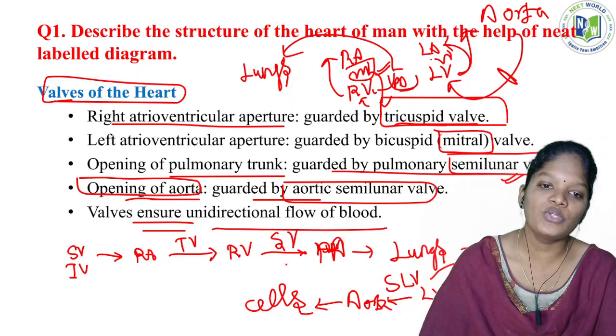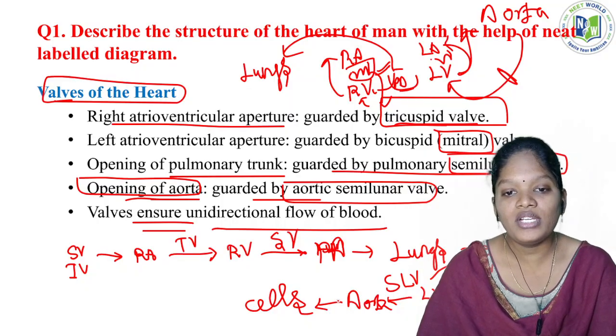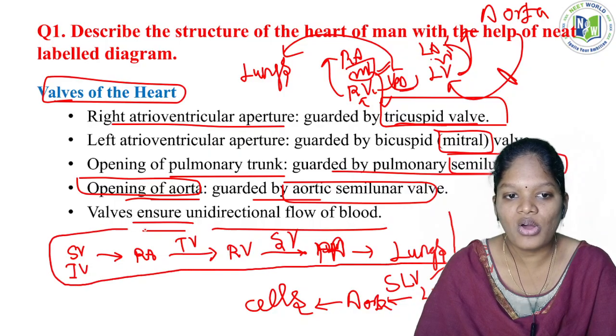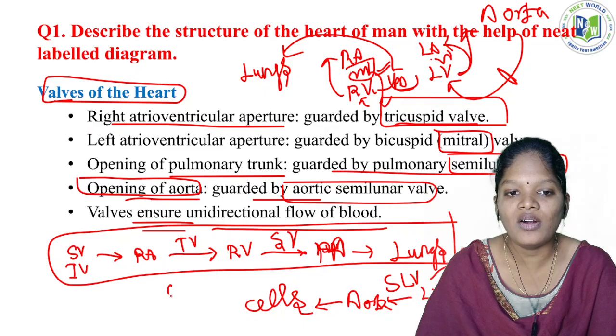So this is the condition. And one more important thing: up to the pulmonary artery, the blood being taken to the lungs, all of this is deoxygenated blood.